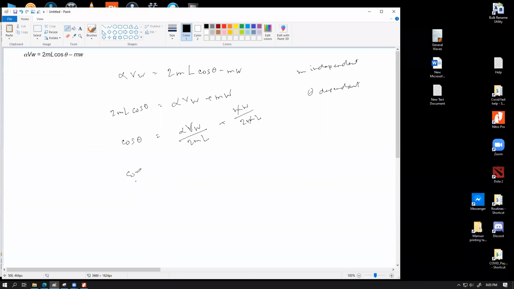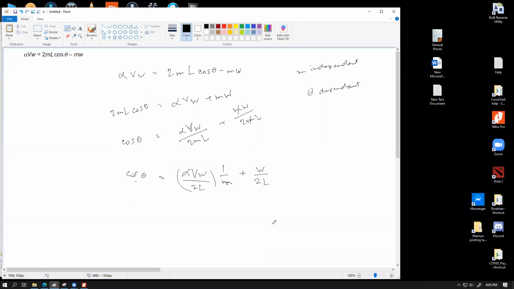So this should be a cos theta equals to... If I separate 1/m from here, then what remains is alpha p w divided by 2l, into 1/m, plus the by 2l. This is my total equation. This is how I would go for it.